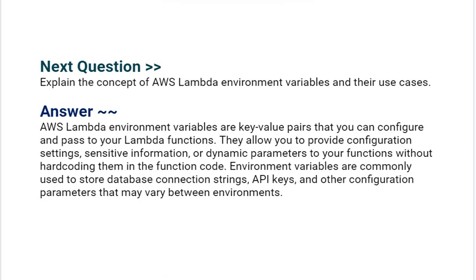Our next interview question is: explain the concept of AWS Lambda environment variables and their use cases. Your answer should be AWS Lambda environment variables are key-value pairs that you can configure and pass to your Lambda functions. They allow you to provide configuration settings, sensitive information, or dynamic parameters to your functions without hard coding them in the function code. Environment variables are commonly used to store database connection strings, API keys, and other configuration parameters that may vary between environments.